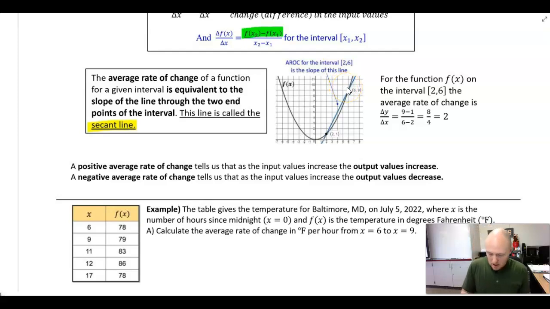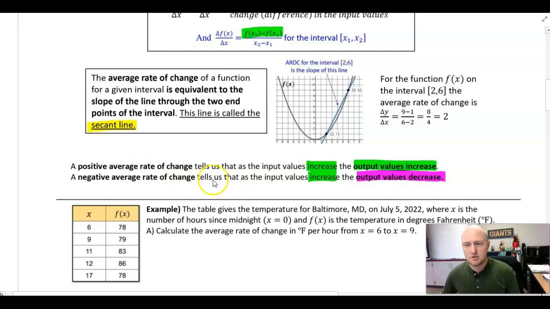Now remember, a positive average rate of change tells us that as the input values increase, the output values increase. And a negative average rate of change tells us that as the input values increase, the output value decreases. Essentially, a positive average rate of change means your function is going up. A negative rate of change means your function's going down.